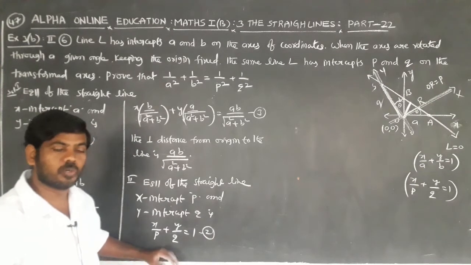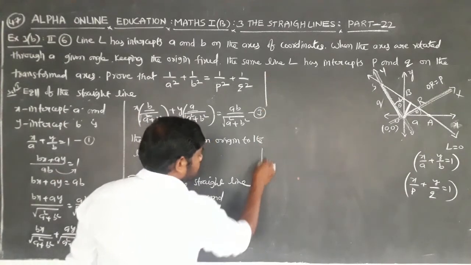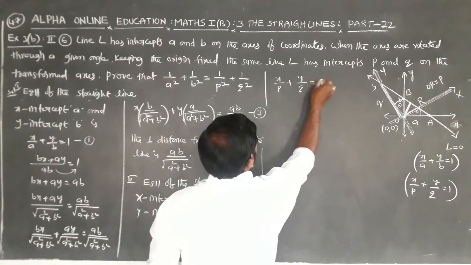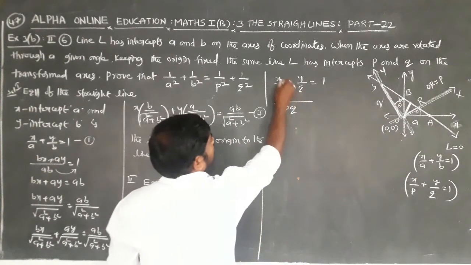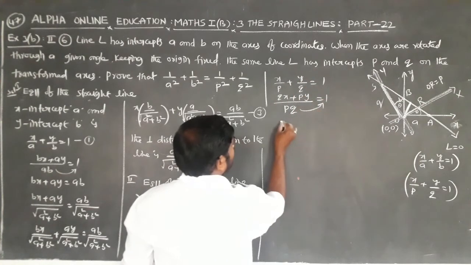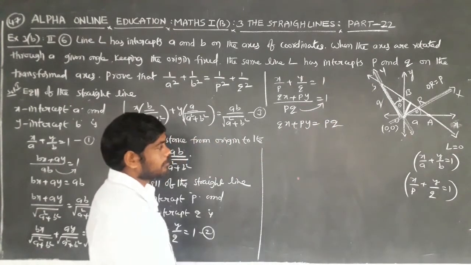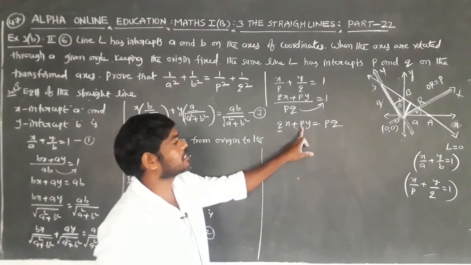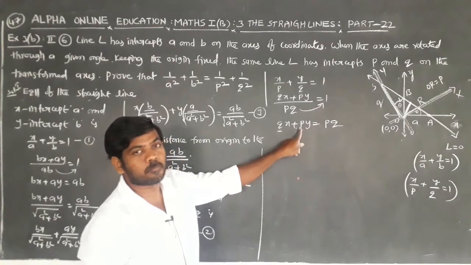This is also transformed into normal form, or reduced into normal form. x by P plus y by Q is equal to 1. Here taking LCM PQ, we get Qx plus Py is equal to PQ. Here both sides are divided by the square root of x coefficient squared plus y coefficient squared. The x coefficient is Q, the y coefficient is P.